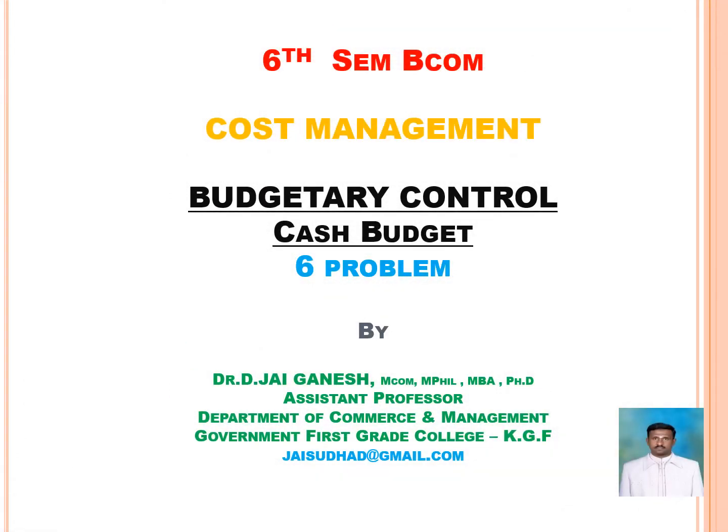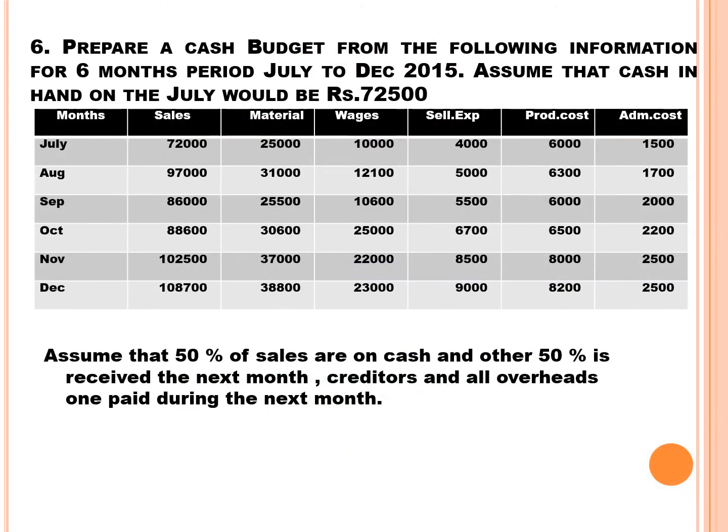So students, let us solve the sixth problem in case of cash budget. Prepare a cash budget from the following information for 6 months period July to December 2015. So you need to prepare the cash budget for a term of 6 months.